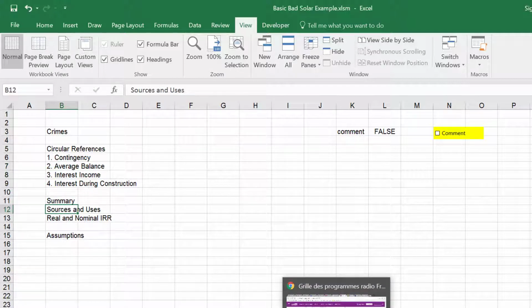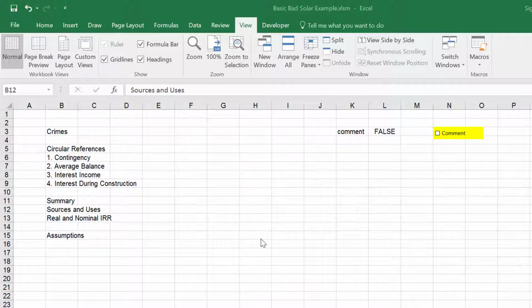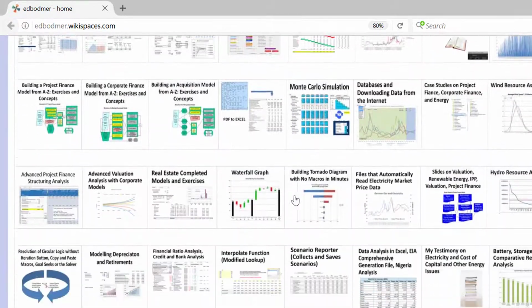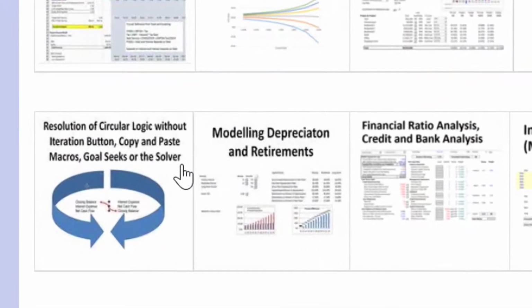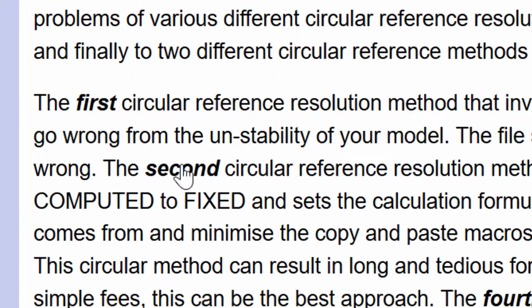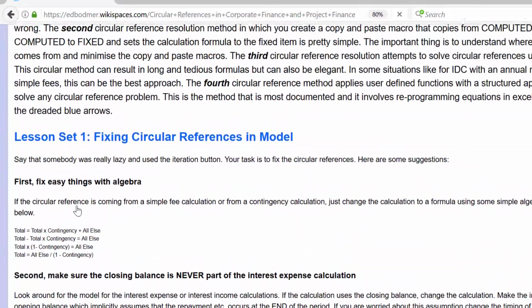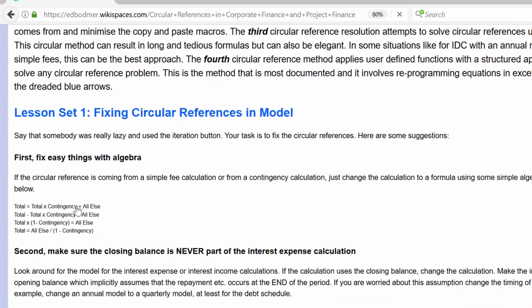I showed how to, just 1 minute, I'm going to have to pause. Okay, I put it on my website. On the website, I have a special little page on circular references, and I'm working on this, and I'm trying to make these different. And I said, well, look, if you get a model with circular reference, fix the easy things.